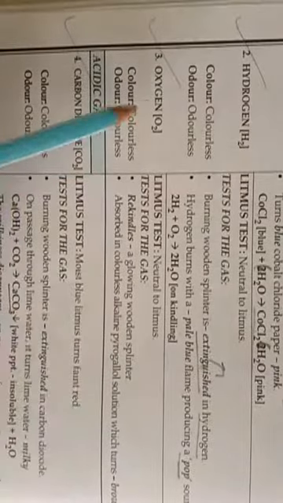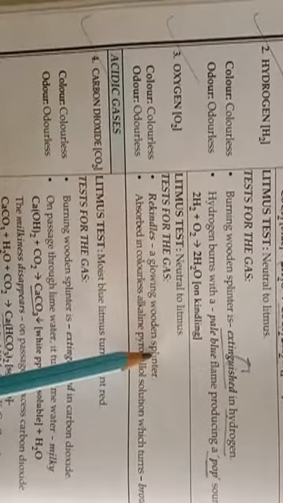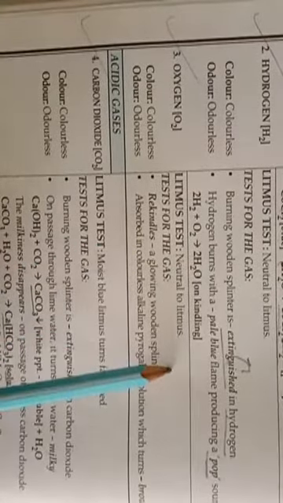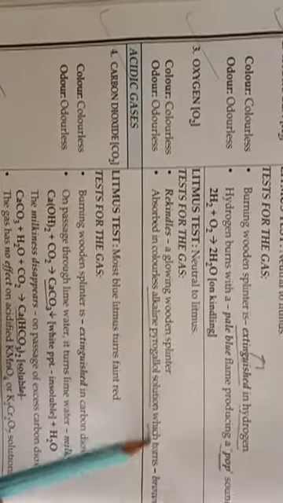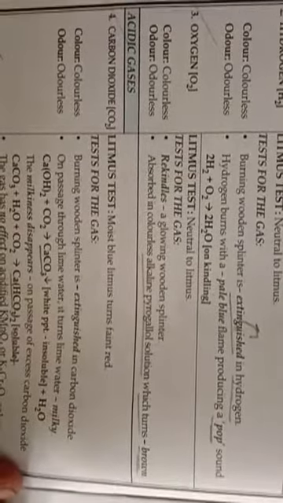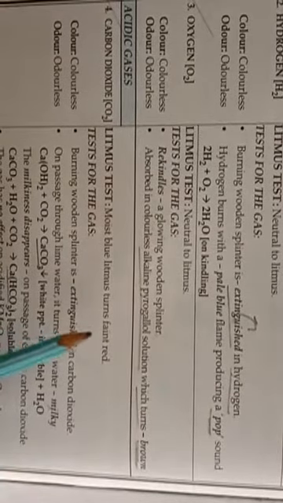Then oxygen gas. Oxygen is a colorless, odorless gas, neutral to litmus. The first observation: it rekindles a wooden splinter. If you take a burning wooden splinter near the gas jar of oxygen, it will start glowing. Next, it is absorbed in colorless alkaline pyrogallol solution, which turns brown. So the colorless alkaline pyrogallol solution turns brown when oxygen is passed through it.